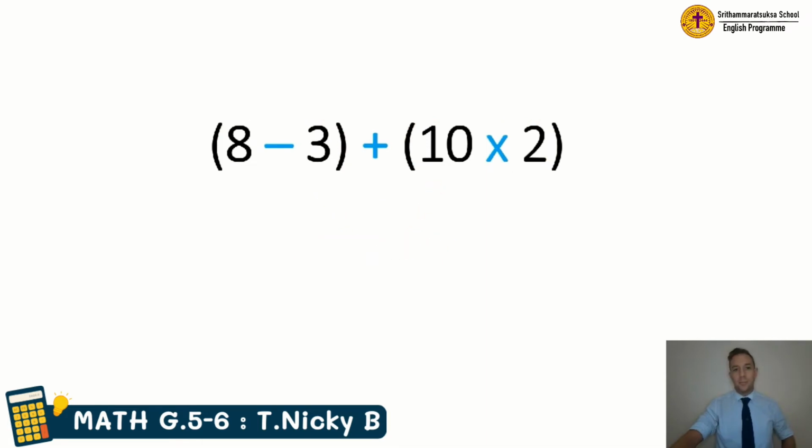Let's begin. 8 minus 3 is 5. 10 multiplied by 2 is 20. 5 plus 20 is 25. Pretty easy, right? I think so.